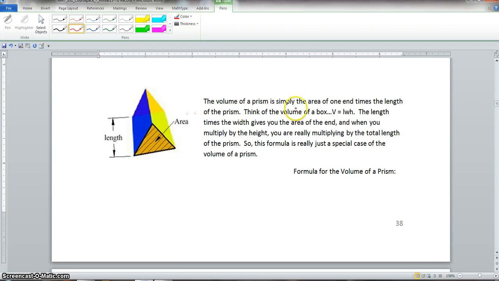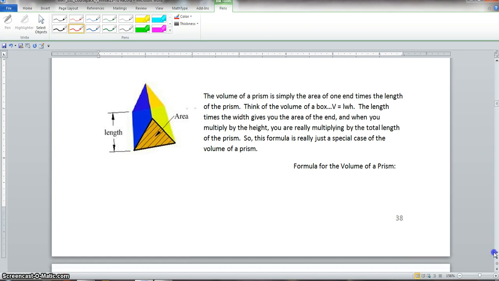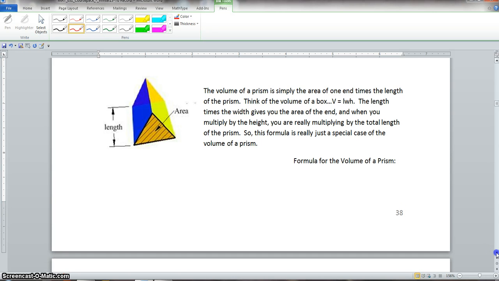Okay, the volume of a prism is simply the area of one end times the length of the prism. Think of the volume of a box. V equals length times width times height. The length times the width gives you the area of the end. And when you multiply by the height, you are really multiplying by the total length of the prism. So the formula is really just a special case of the volume of a prism. It says formula for the volume of a prism.